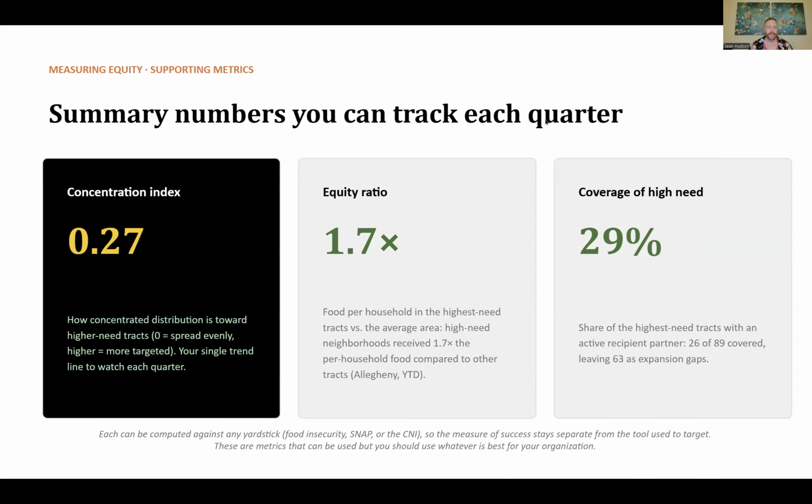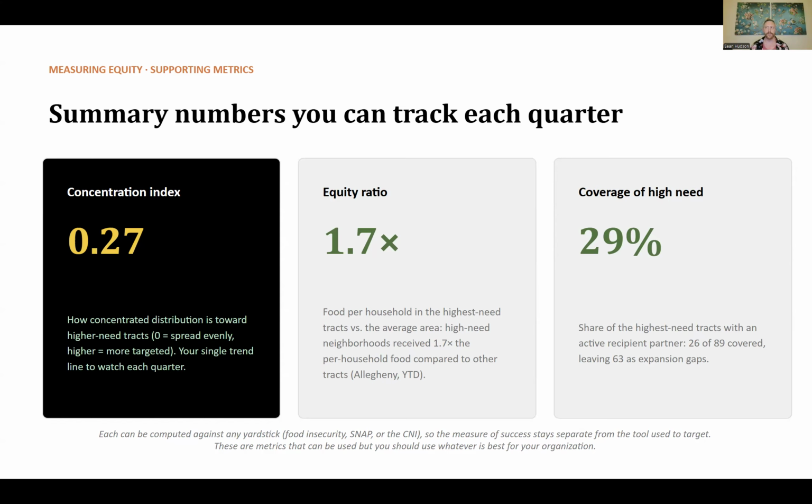There we go. So here's just a few examples of summary numbers that you can track each quarter. This is not the best or the only way to do it. It's just a way to do it. So I have a concentration index here, pretty useful. How concentrated is the distribution towards higher need? Anything above 0 is good. 1 would kind of indicate a perfectly spread in only the highest need areas. And anything below 0 would indicate that you're probably sending more food to less need, at least according to SNAP or CNI, right? In this particular case.